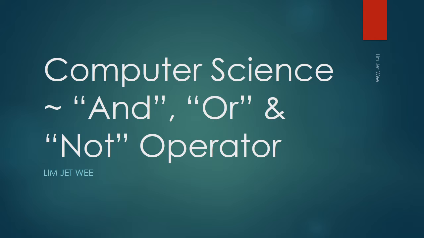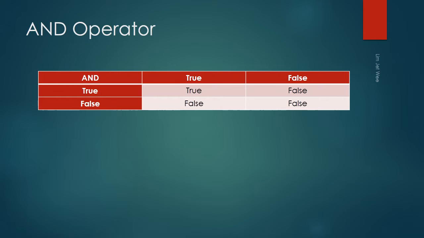Okay, we are going to cover three operators today: the AND, OR, and the NOT operator. We'll start with the AND operator.